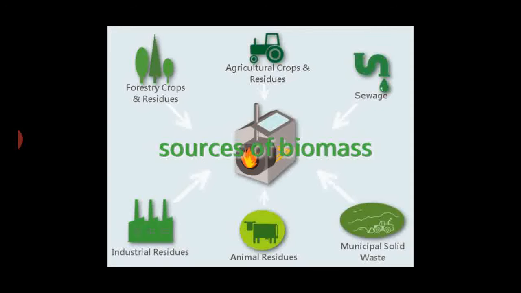So this biomass can be burned directly, or it can be converted to biogas that can be burned as fuel later on. For example, firewood, agricultural waste, animal waste, and cow dung, etc., are examples of biomass. We have solid biomass, and we have liquid biomass also.